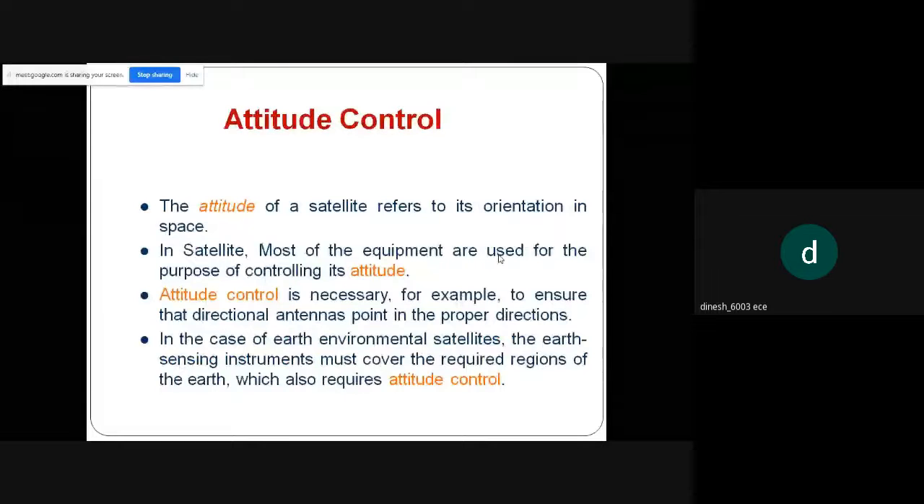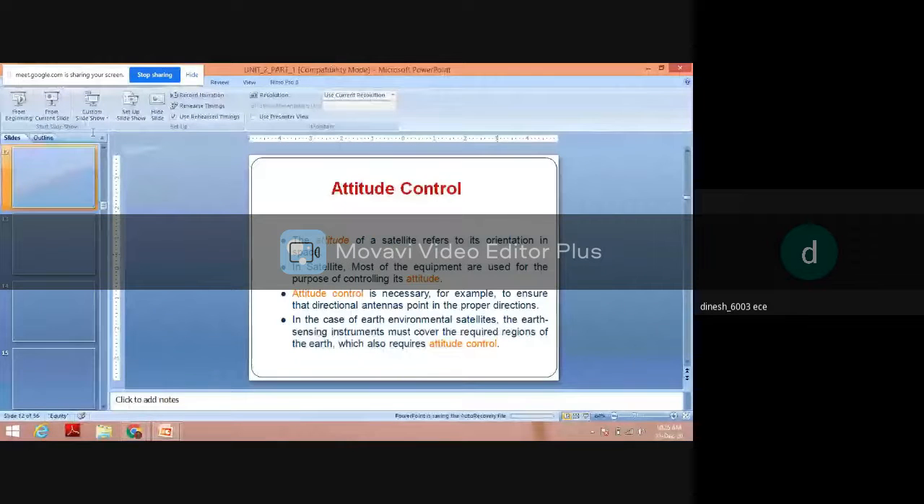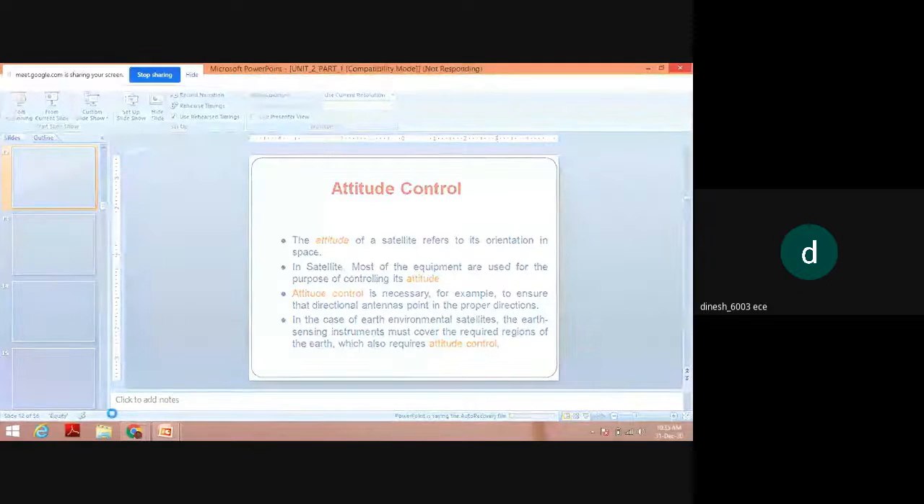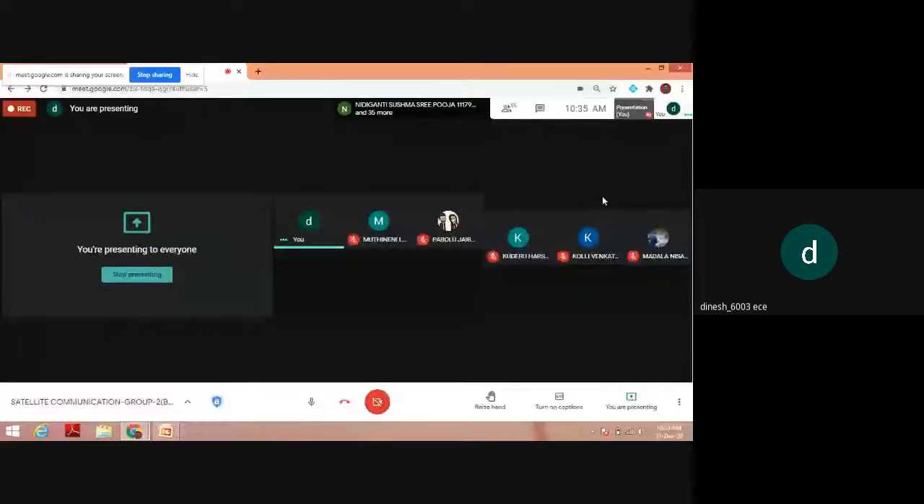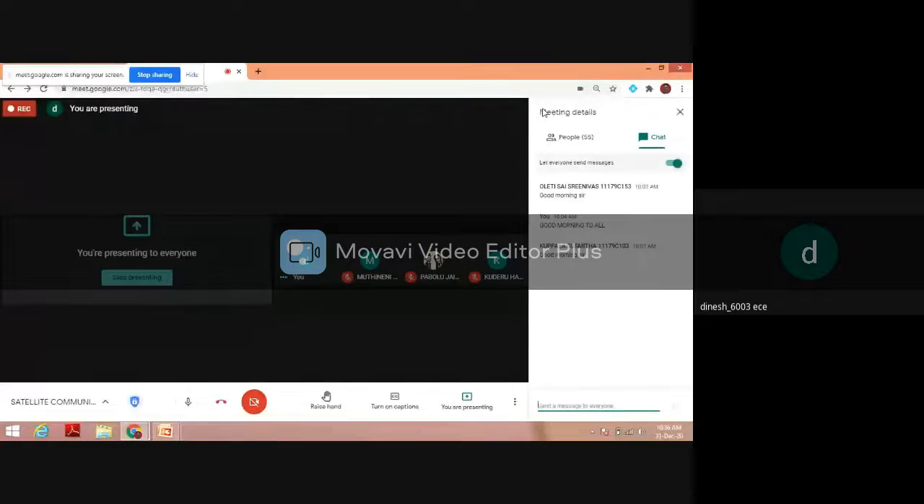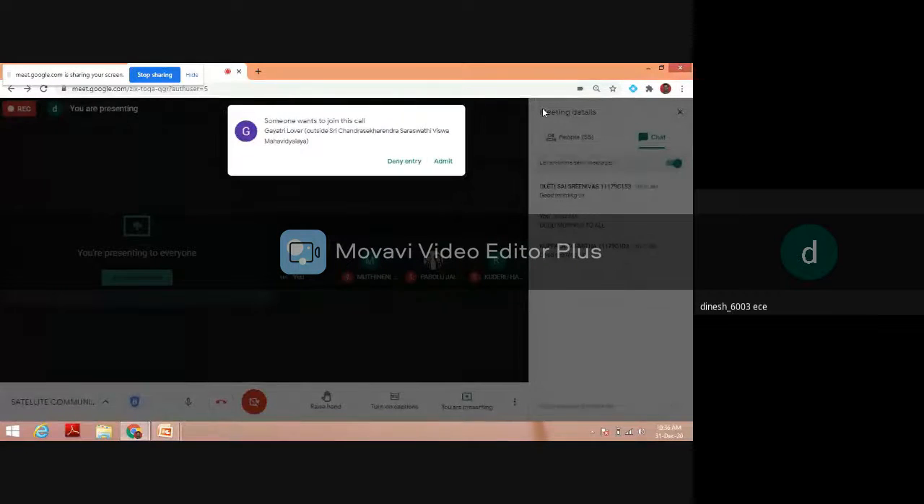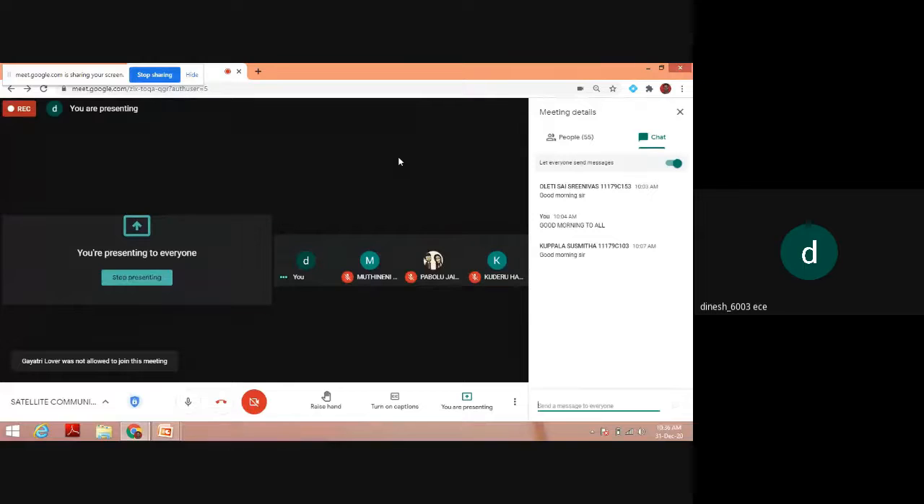After the power supply, we are going to see attitude control. If there are any queries on the power supply, you can put them in the chat box. I'll give you 2 or 3 minutes.